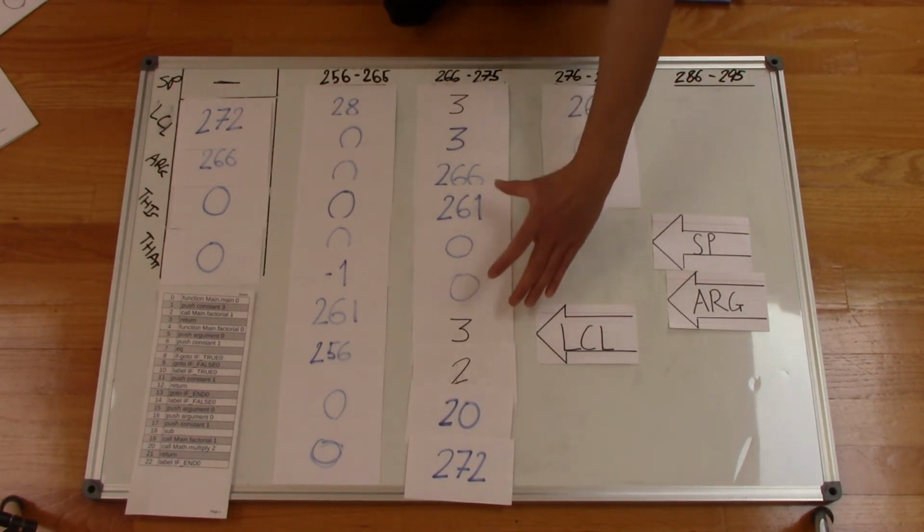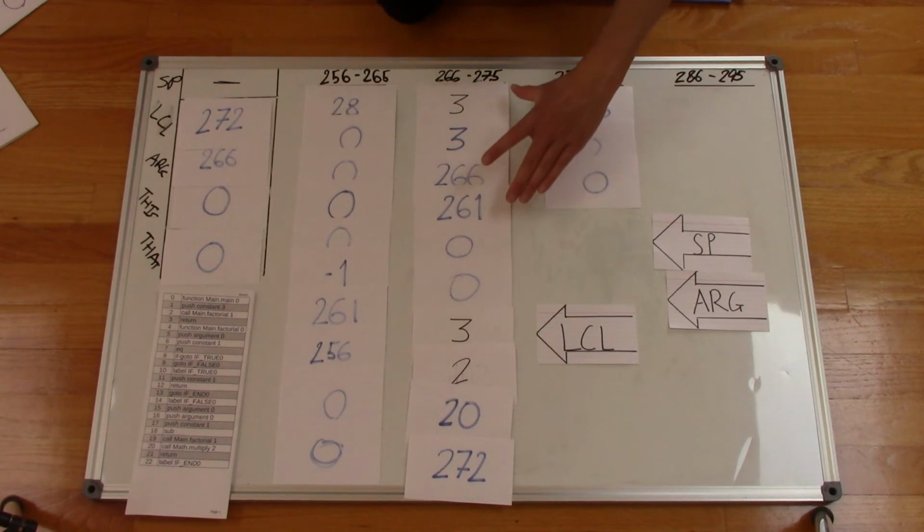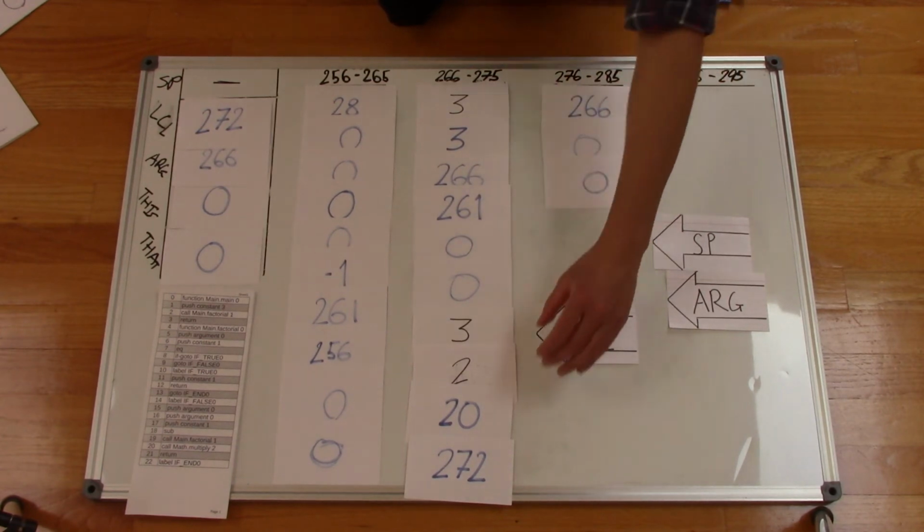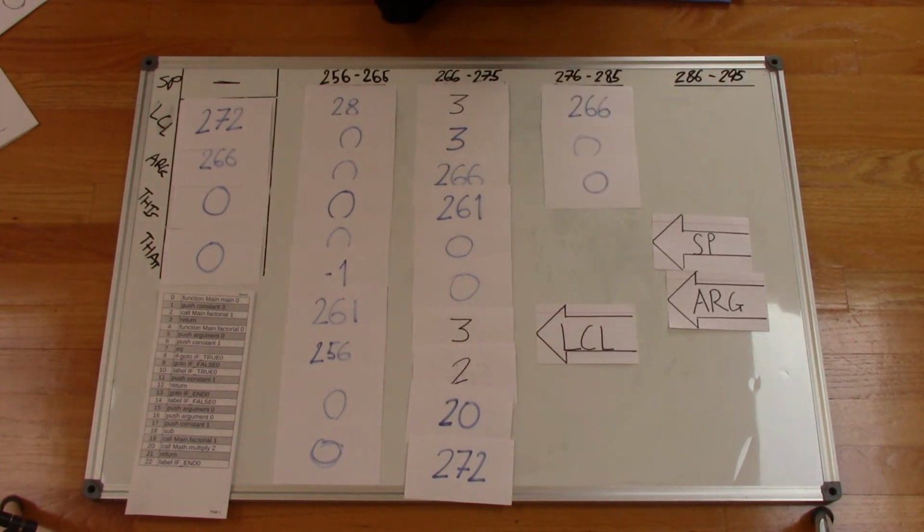So we had a calling frame here, which is for our main function, and now we have a calling frame here. This is for our factorial function with an input of 3. And so we're not done with function calling yet, because we still have to reset argument and local.